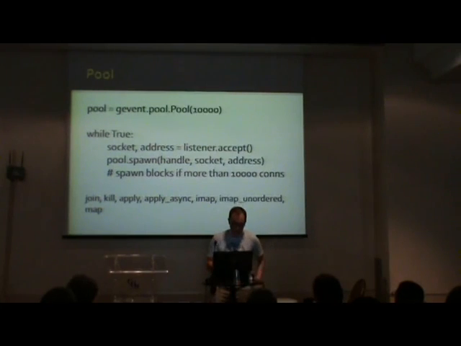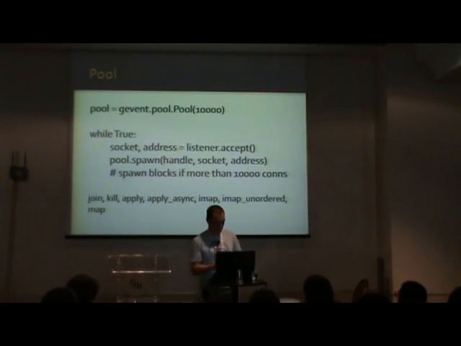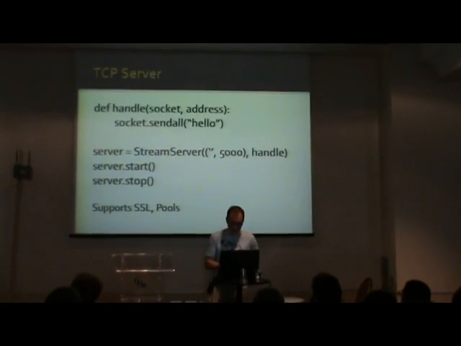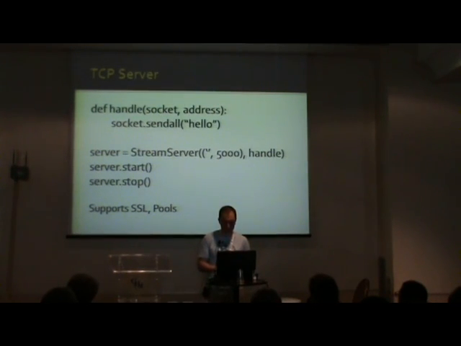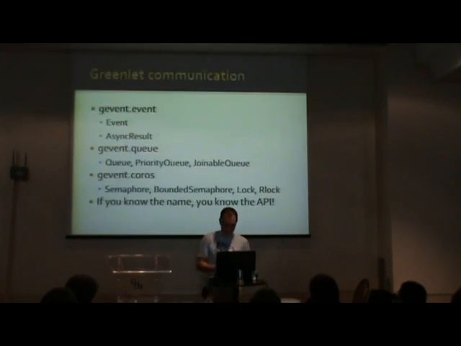This is actually not a good way to implement the server. It has a number of flaws. So you can use the StreamServer class, which will spawn each incoming connection in its own greenlet, and it's very easy to create your own servers. You can even use it with pools. Just pass it the pool argument, and it will use the pool to spawn greenlets. It can wrap your connection in SSL if you pass the relevant arguments.